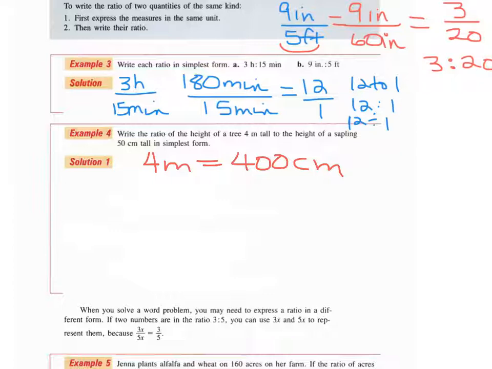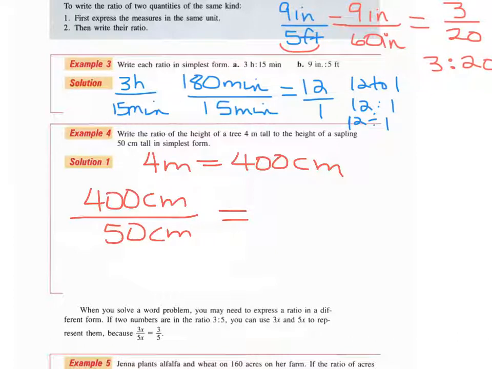So now I can put it into the ratio form. So now I have 400 centimeters over 50 centimeters. And then I can reduce. Now, whenever I see a ratio and I have a 0 on the top and the bottom, I always try to get rid of those zeros first. And now I have something a little bit easier to simplify. And I can divide them both by 5, and my ratio is 8 to 1.